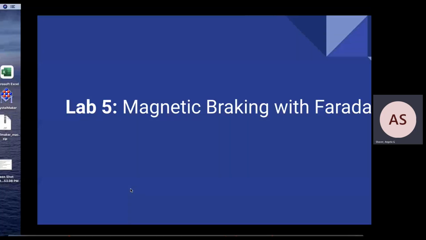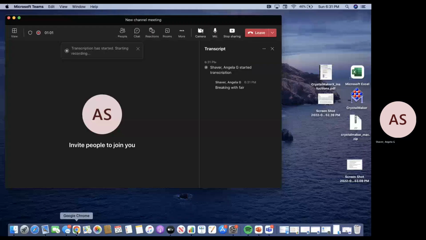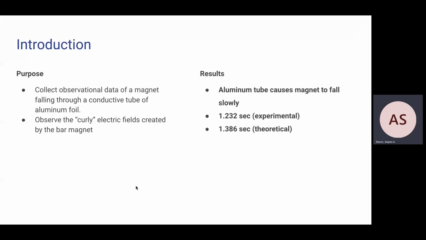Magnetic braking with Faraday. The purpose of this lab was to first collect observational data as a magnet falls through a conductive tube of aluminum foil, then to observe the electric field of that bar magnet as it falls.